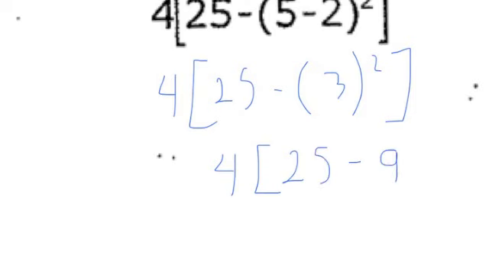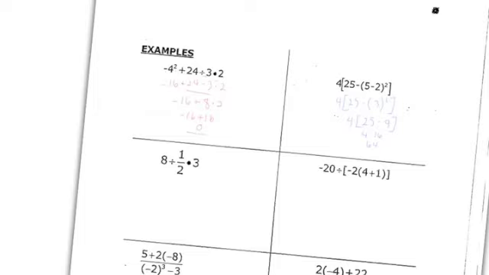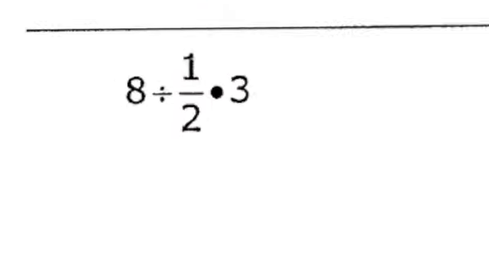is this. Okay, but we still want to take care of what's inside the parentheses, and 25 minus 9 gives us 16. So we have 4 times 16. And of course that gives us 64. Okay, so go ahead and take a look at that again if you want. Otherwise, we can move on to the next one.